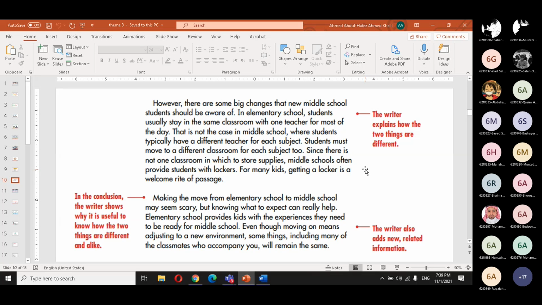Students must move to a different classroom for each subject too, since there is not one classroom in which to store supplies.